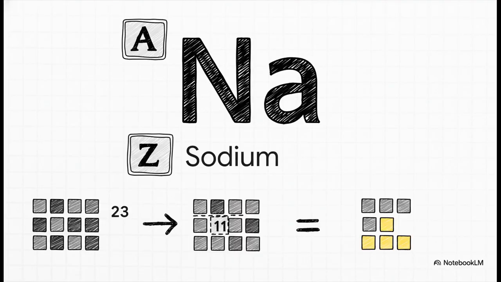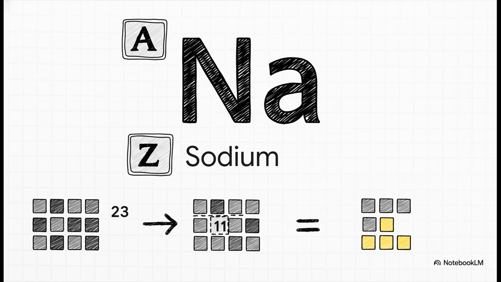So, of course, there's a neat way to write all this down. The mass number, A, goes top left, and the atomic number, Z, goes bottom left. Let's take sodium here. We see 23 on top and 11 on the bottom. This tells us its mass number is 23 and its atomic number is 11, meaning it has 11 protons. So, quick quiz. How many neutrons does it have? Well, if the total heavy particles add up to 23 and 11 of those are protons, you just subtract. 23 minus 11 gives you 12 neutrons.